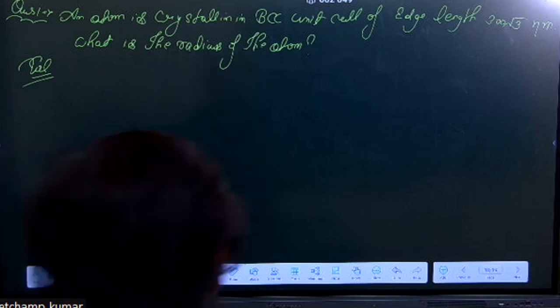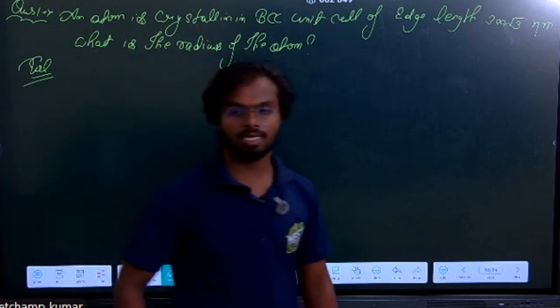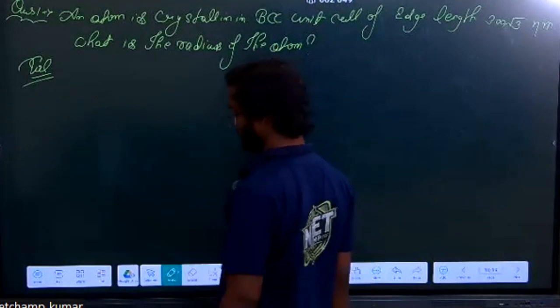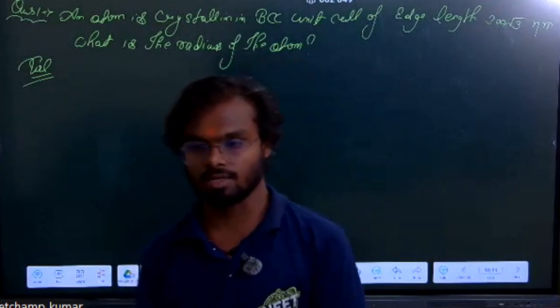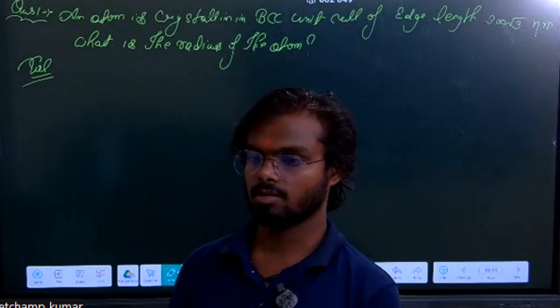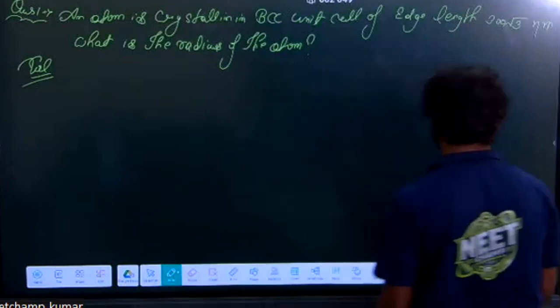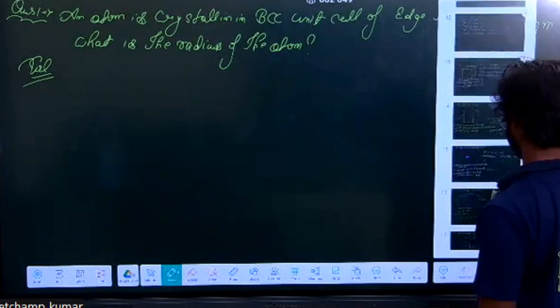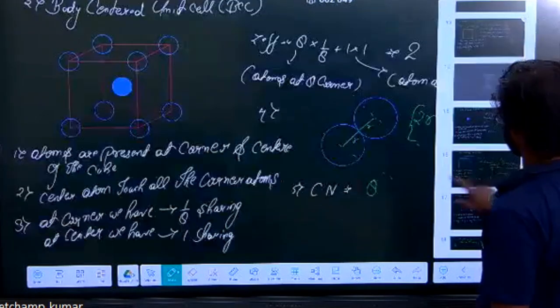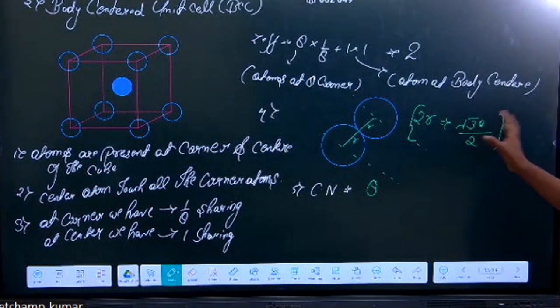See, it is a BCC type of unit cell, right? In BCC, you just tell me what is the relation between A and R? What is the relation we have seen? R is the radius, A is the edge length, that I know. What is the relation you have studied? 2R is equal to root 3A by 2. That is the relation between the radius and the edge length, right?